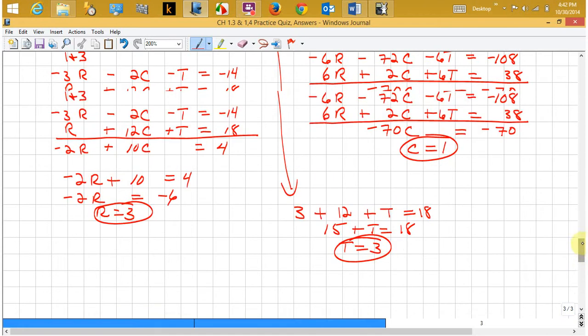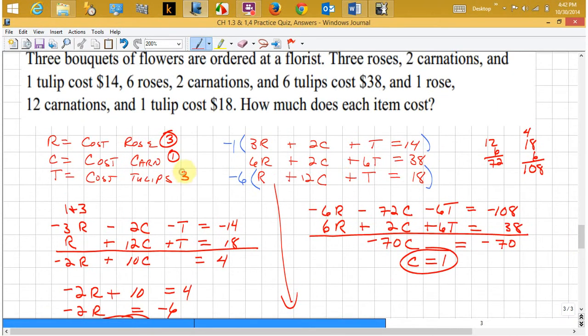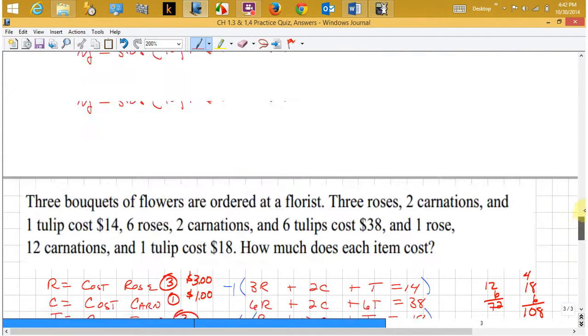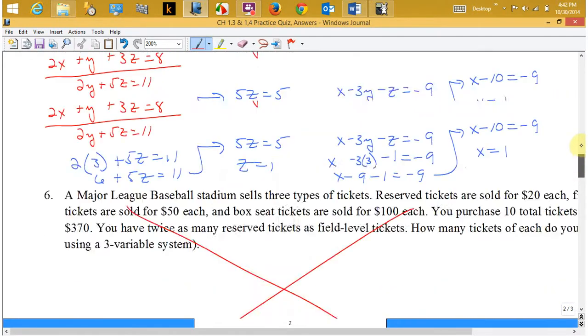All right, so here are my values. The cost of the roses would be $3. The cost of the carnations would be $1. And the cost of the tulip would be $3. And I think that's finally the last of the problems. This has been a rough video with all the interruptions and everything, so hope it helps.